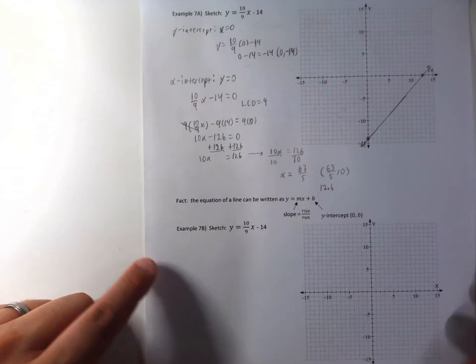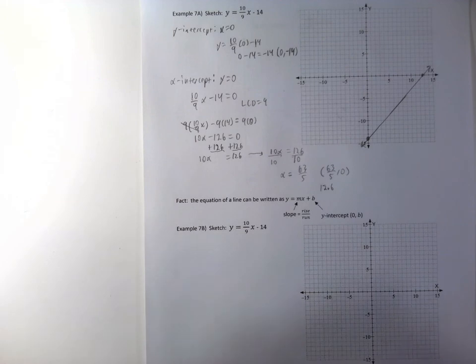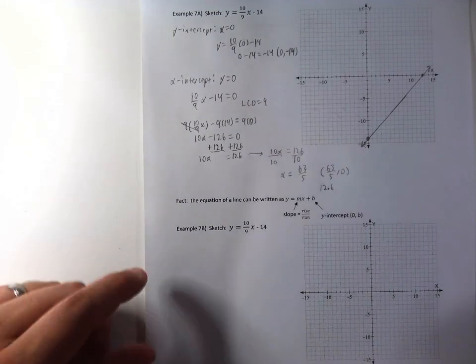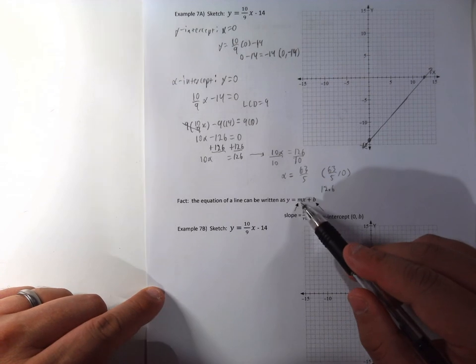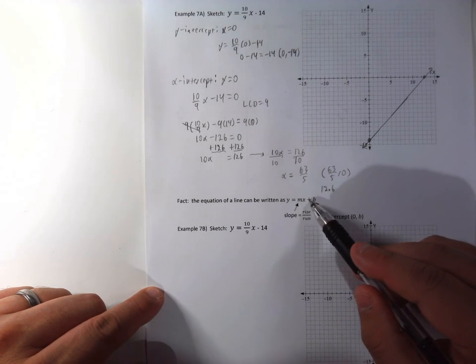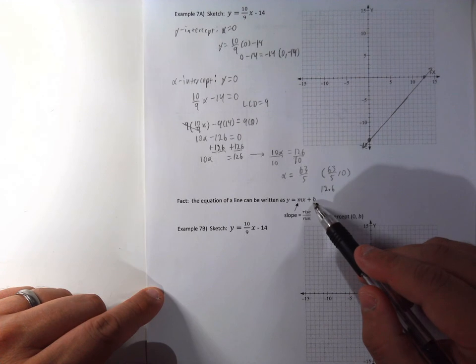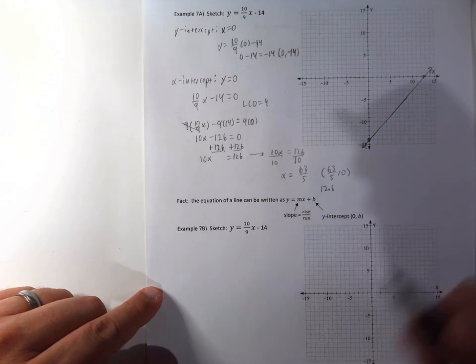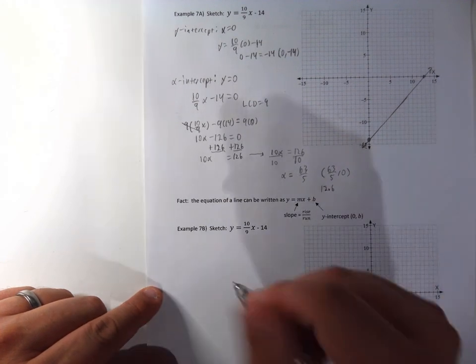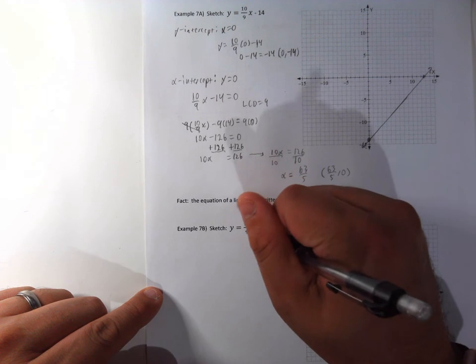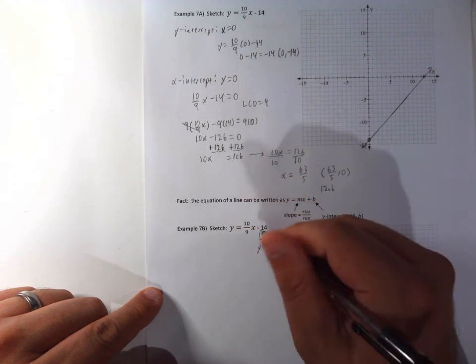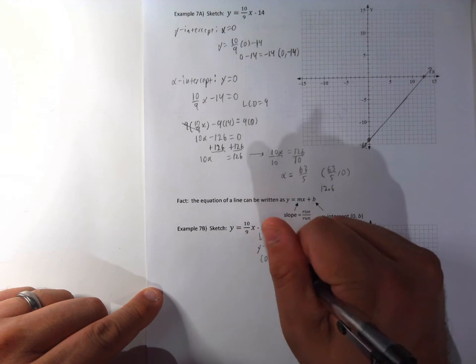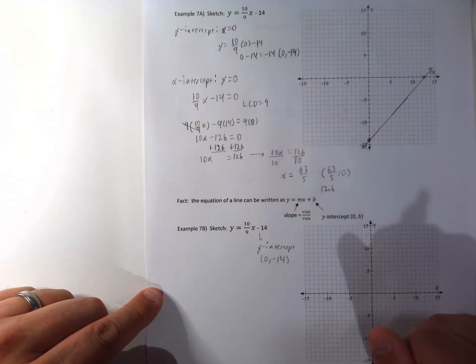For example 7b, I'm going to use the same equation, but we're going to use this method. The equation of a line could be written as y equals slope times x plus the y-coordinate of the y-intercept. If it's a subtraction, then it's a negative y-coordinate, or a negative y-intercept. So this means that the y-intercept is 0, negative 14. I'll go ahead and plot it.